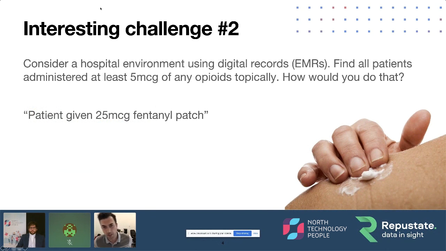Say you're in a hospital environment, and these days, fortunately, we don't take notes anymore with pen and paper. Most hospitals have transitioned to digital records, electronic medical records or electronic health records, they're called, EMRs, EHRs. How would you find all patients who have been administered a certain dosage of an opioid topically? How would you do this? How would you scan the clinician's notes? So say they wrote patient given 25 micrograms of a fentanyl patch. How would you find that patient note amongst all the patient notes?